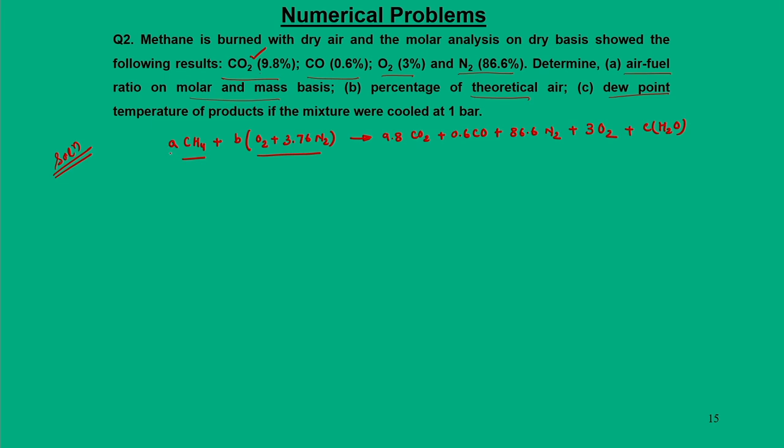So, basically unknown are stoichiometric coefficients of methane, air and water. Known quantities are the molar analysis for CO2, CO, O2 and N2. So, we have to do the balancing of stoichiometric coefficients. And it will result in A as 10.4, B as 23.5, C as 20.8.